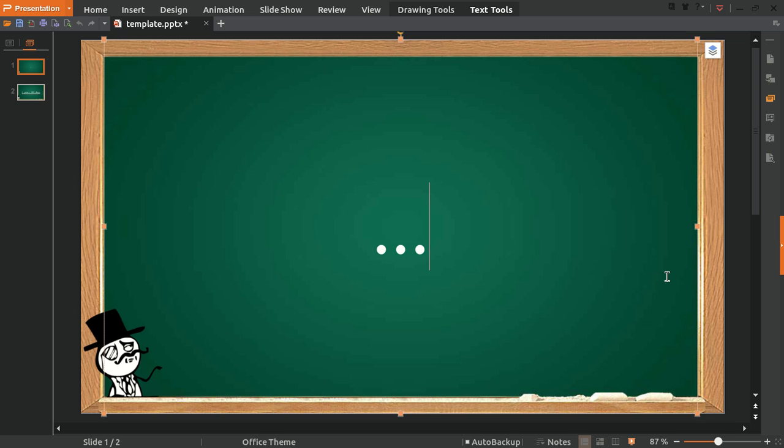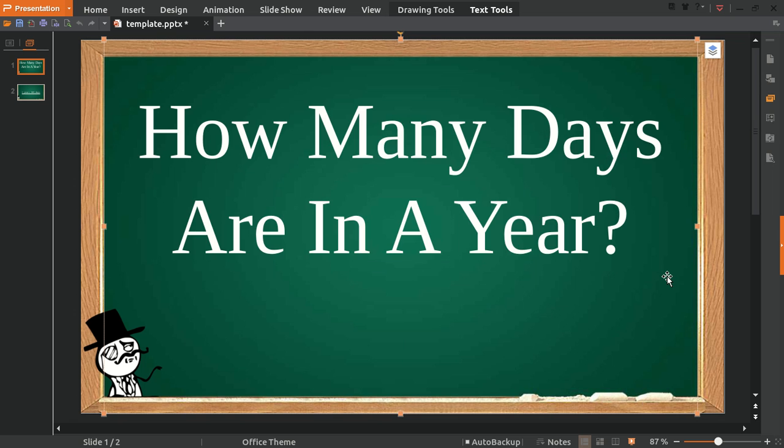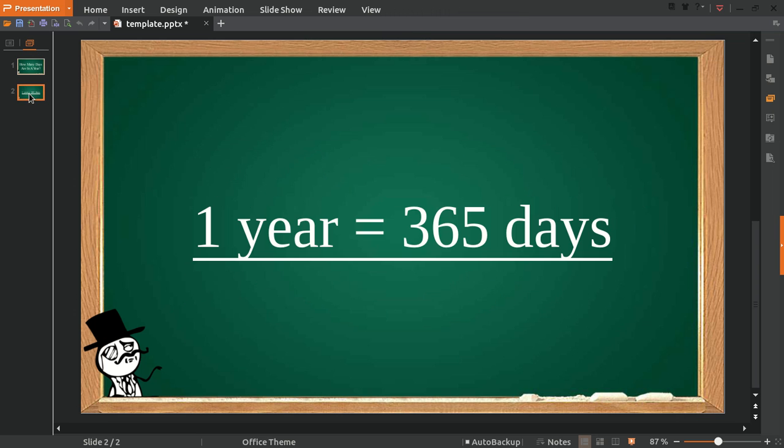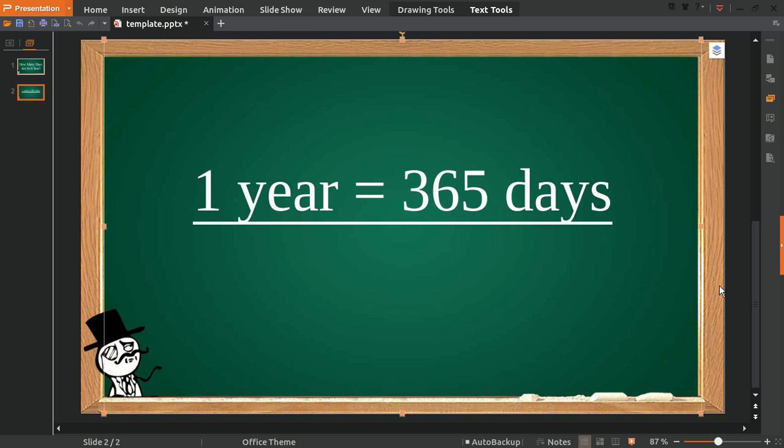Today we're going to answer a question. It's about days and years. How to convert years into days. Here's the question: how many days are in a year? In 1 year, there are how many days? Here's the answer. 1 year is equal to 365 days.